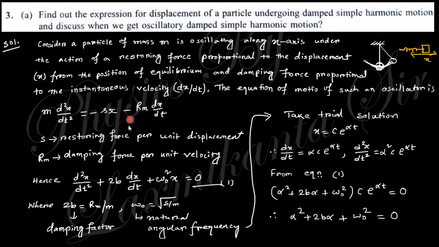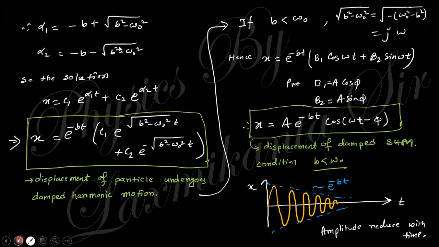So this is the reduced or general form. If you take the trial solution of this equation, x equals c e to the alpha t, take the derivative and put this value in this equation, you will obtain this. This is actually the differential equation solution process. So finally you will obtain this relation. This is the displacement of a particle under damped harmonic motion.